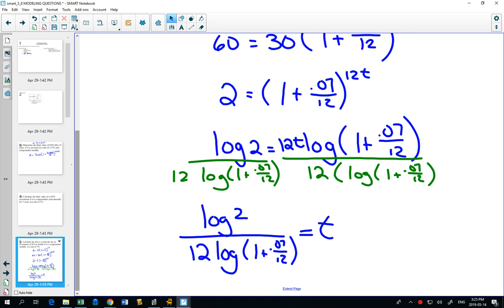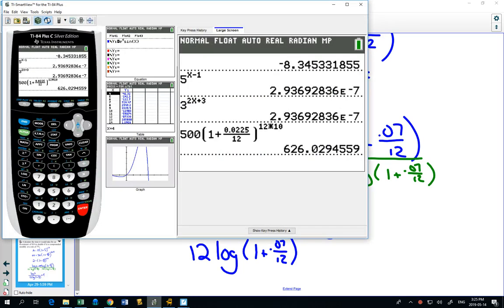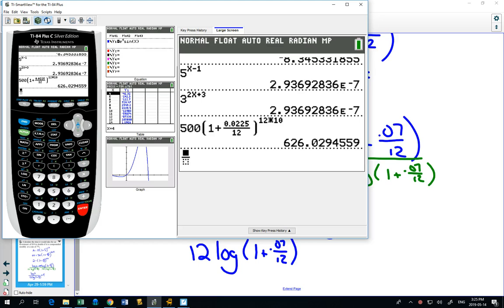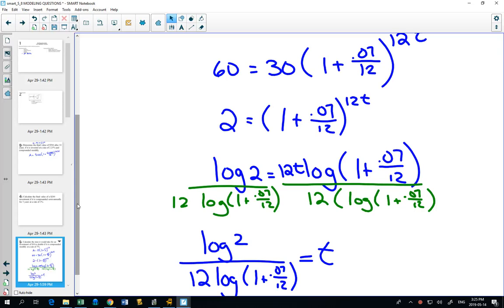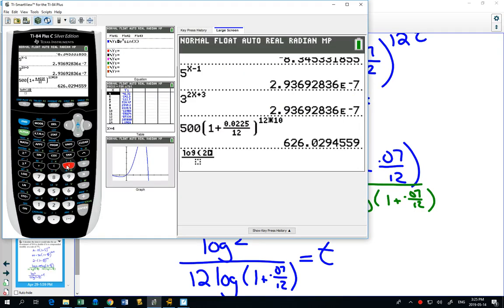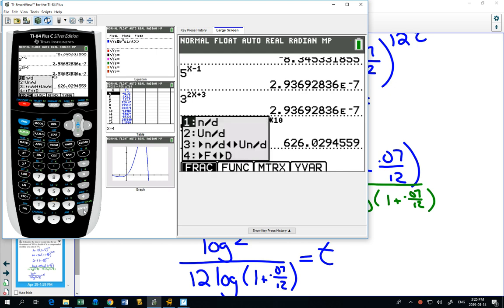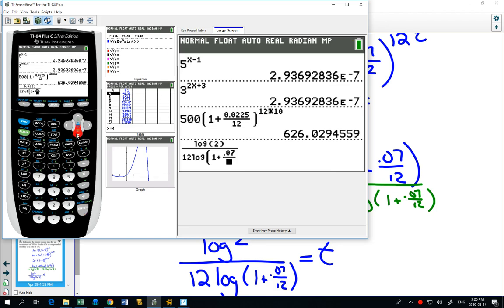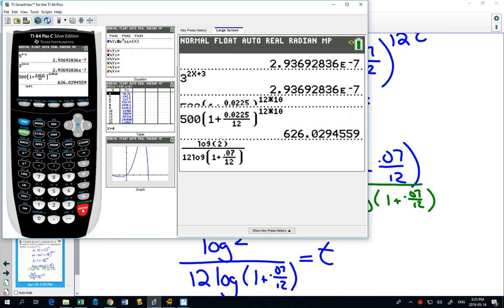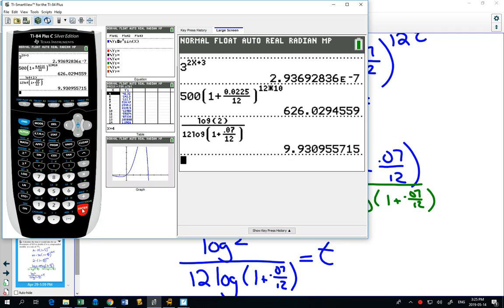Again, I want to type this all into my calculator exactly as I see it. So I'll get my fraction button ready. On the top, I have log 2. On the bottom, I have 12 log 1 plus fraction button again, 0.07 divided by 12. Close my bracket. Push enter, and I get 9.93. I'm going to store this as x.